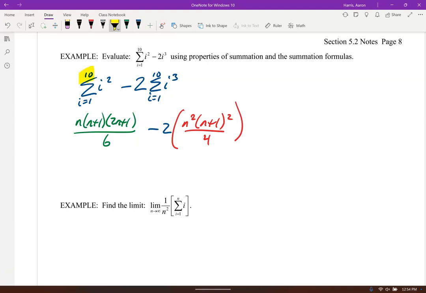And then I recognize that my n is 10. So let's plug the 10 in. I've got 10 times 10 plus 1 times 2 times 10 plus 1.